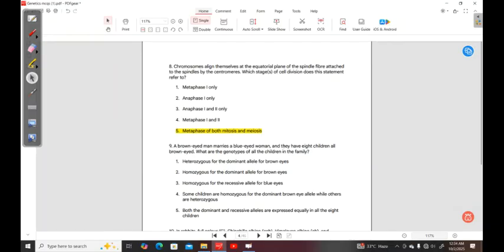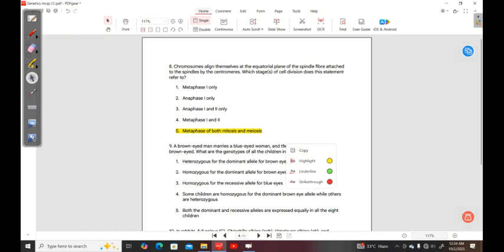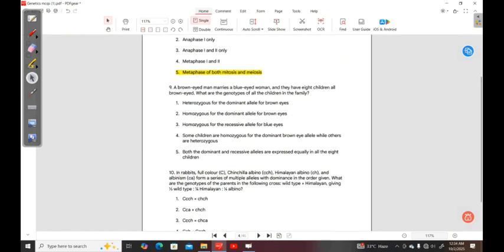Reads, a brown-eyed man marries a blue-eyed woman and they have 8 children, all brown-eyed. What are the genotypes of all the children of the family? 1, heterozygous of the dominant allele for brown eyes. 2, homozygous for dominant allele for brown eyes. 3, homozygous for the recessive allele for blue eyes. 4, some children are homozygous for the dominant brown eyes, while others are heterozygous for both the dominant and the recessive alleles are expressed equally in all the 8 children.